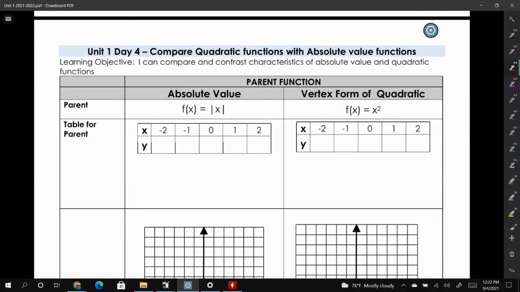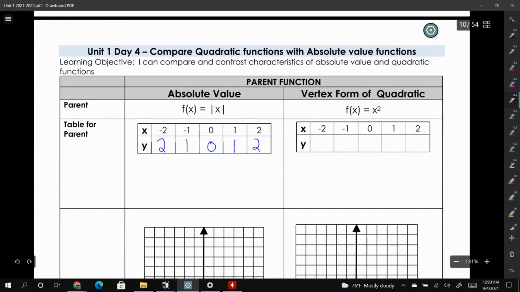Today we're going to move from absolute value functions to quadratic functions. And before focusing solely on the quadratic functions, we're going to compare the vertex term of a quadratic function to the absolute value function, so we can see some similarities and we can see some differences. Now, the table for the absolute value function should be familiar by now.